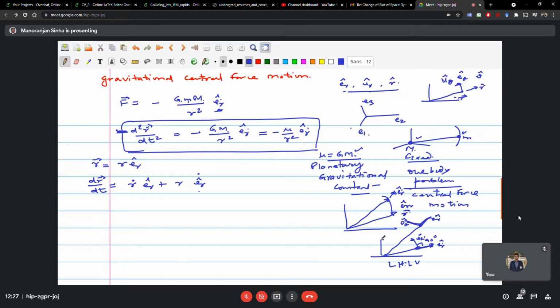But if you look in this frame, the inertial frame, which is here capital X and Y, constituting the inertial frame, in the inertial frame ER cap is changing, and therefore this derivative must be estimated. And this you must have done in your basics.